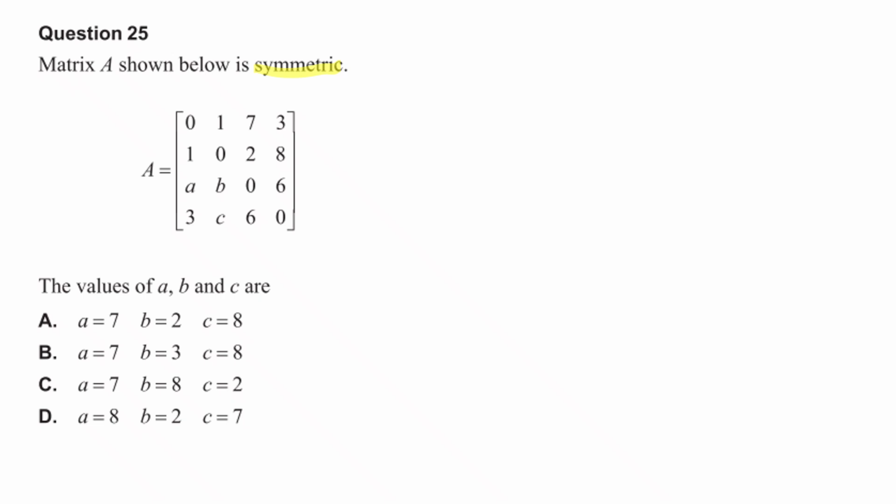Well, remember, in a symmetric matrix the first row is the same as the first column, so that one's got to be 7, because it goes 0, 1, 7, 3, and it goes 0, 1, 7, 3. The second row is the same as the second column, so they've got to be 2 and 8. And there's your values. So 7, 2, 8 is option A.